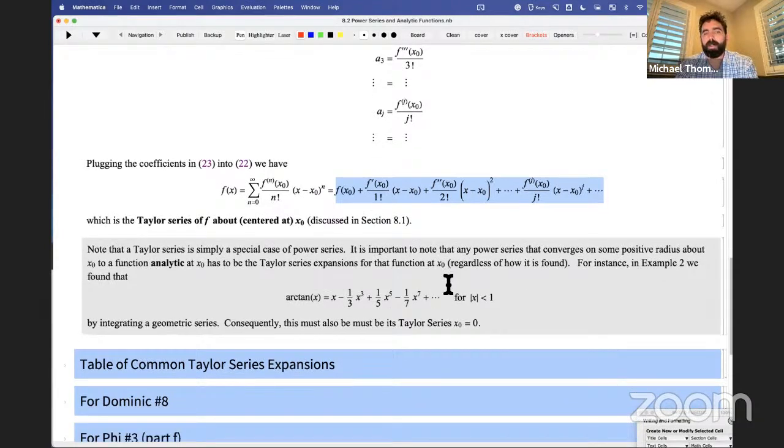For example, in example 2, we found that arctan of x was equal to this guy by integrating a geometric series. So that means if we were to find the Taylor series of this using the methods of section 8.1, we would also get this. So whatever method you use, it will be equivalent.